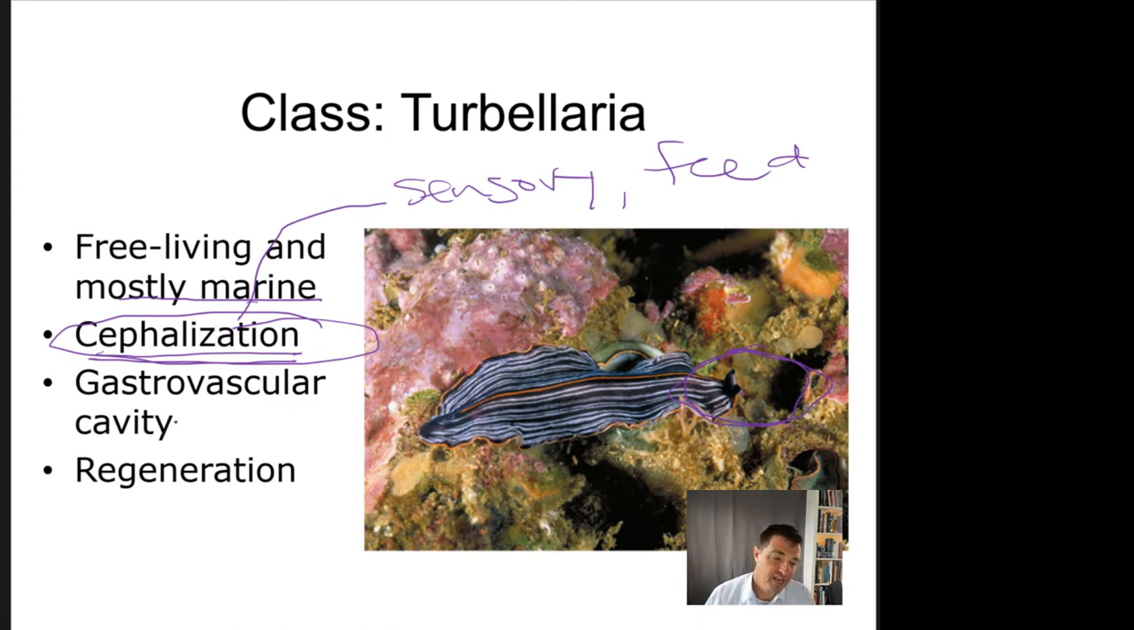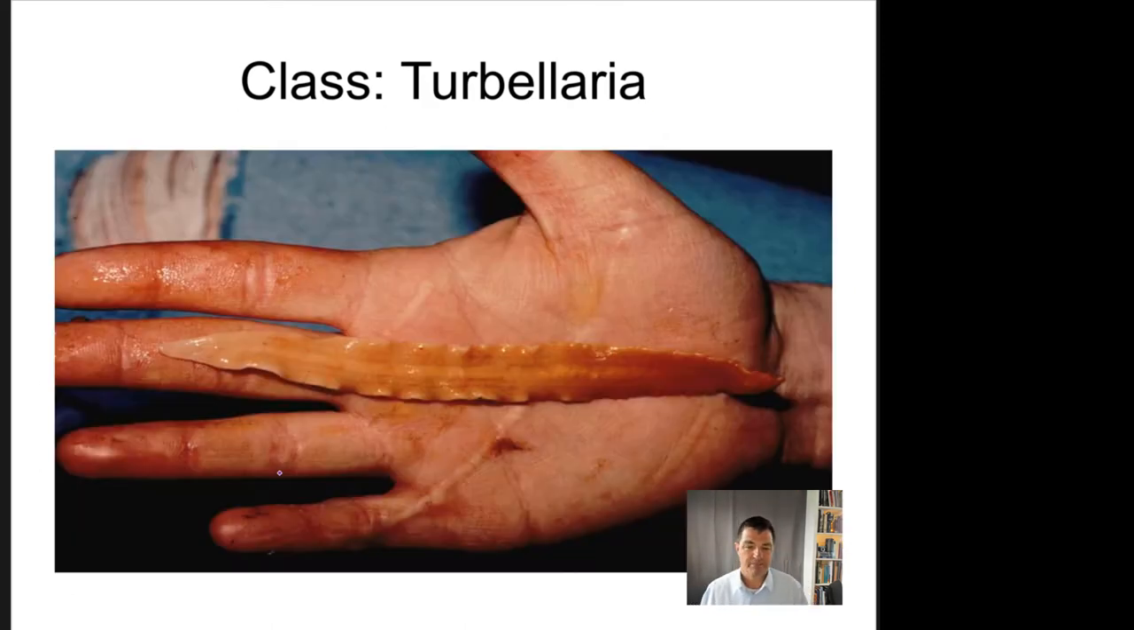They also have the gastrovascular cavity we mentioned before, and the flatworms are very well known for their ability to regenerate body parts. So there are some pretty interesting studies with the turbellarians where they do things like cut the head in half and the worm can grow two new heads. So their ability to regenerate body parts is quite exceptional.